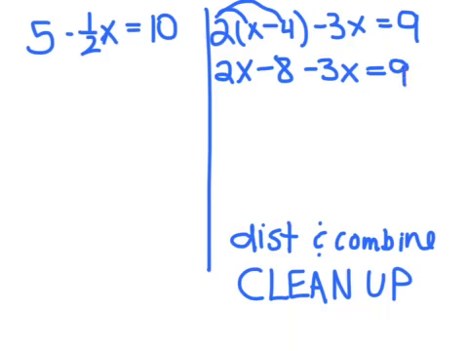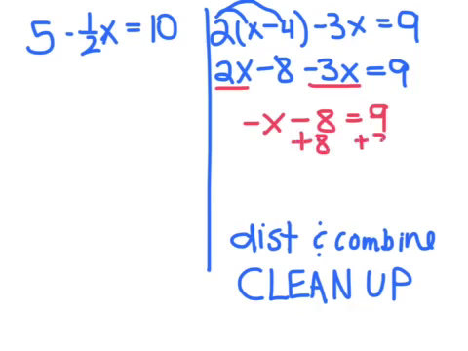And I still haven't got that side organized. I need to look here at the 2x and here at the minus 3x. I need to take both of those and combine them together. 2x minus 3x is negative x minus 8 equals positive 9. And now I can finish the problem with opposite operations. Add 8 to both sides. Negative x equals 17. X equals negative 17.